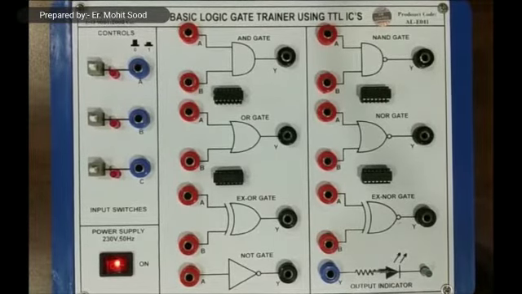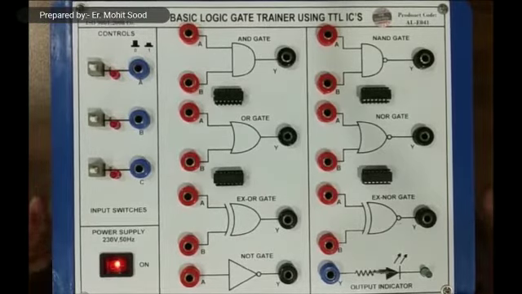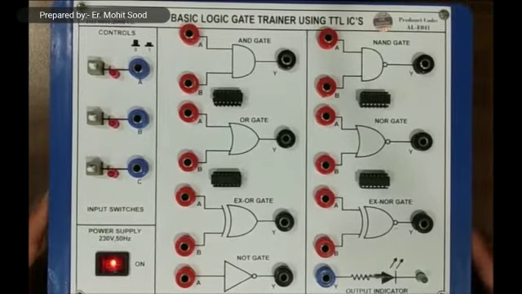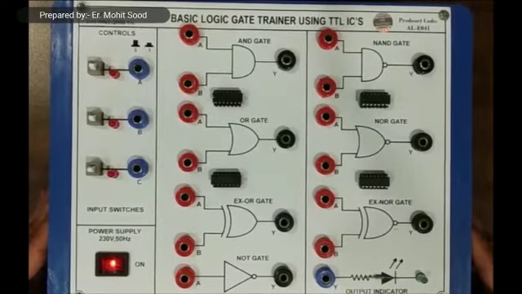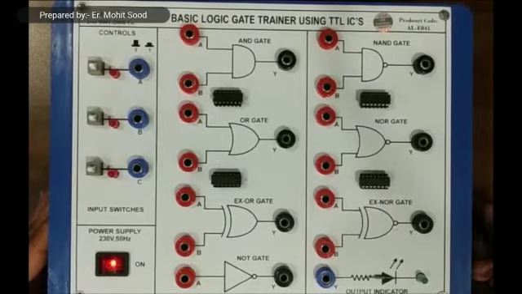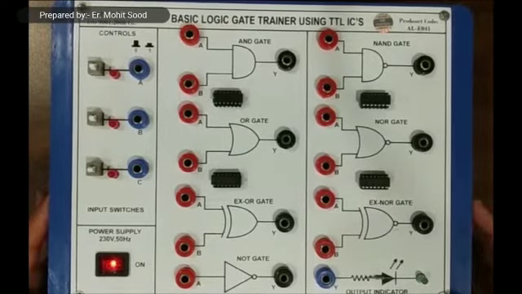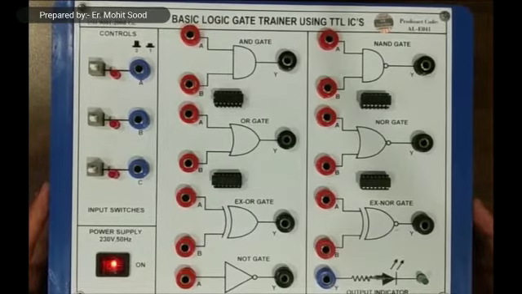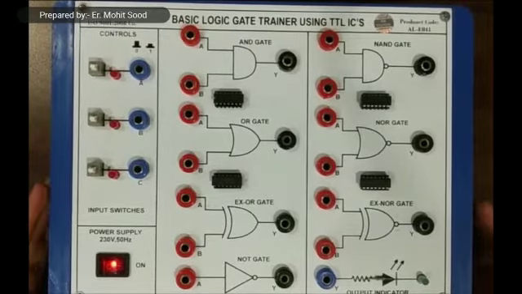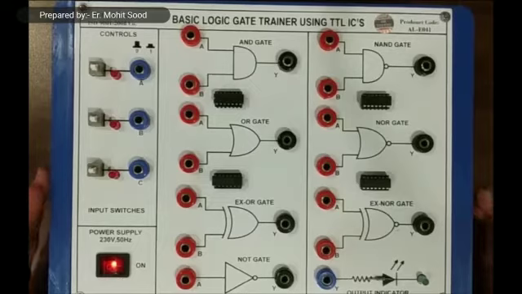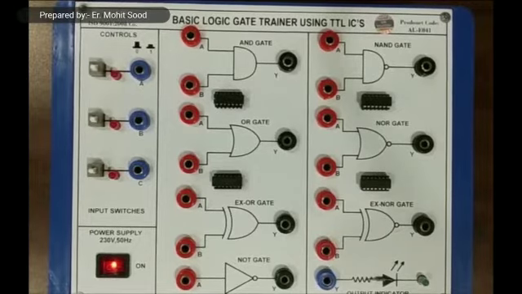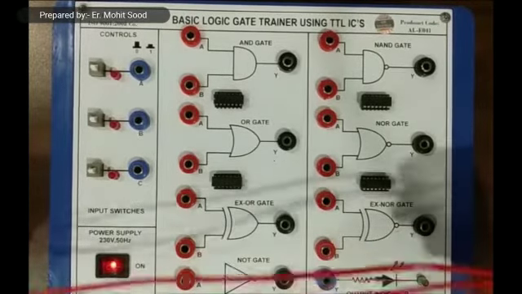This kit has basically all logic gates like AND gate, NOR gate, NAND gate, XOR gate, etc. So today we will simulate the three gates in our trainer kit. Basically, there are three logic gates: AND gate, OR gate, and NOT gate. So now start the video.